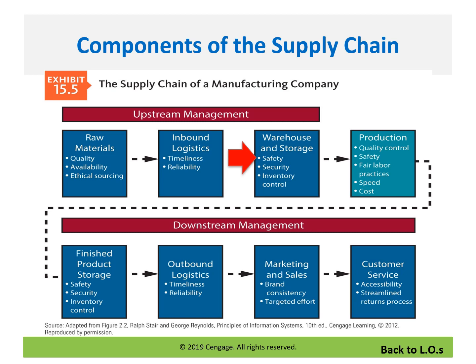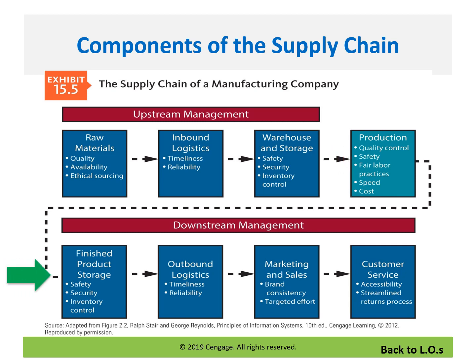Warehousing and storage takes care of the safety, security, and inventory control of materials received and stored. Production takes place when materials and labor come together and are ready. In the production process, quality control must strictly be implemented. Safety, fair labor practices, speed, and cost are the main considerations. The output of production is the finished products ready for distribution to the market.